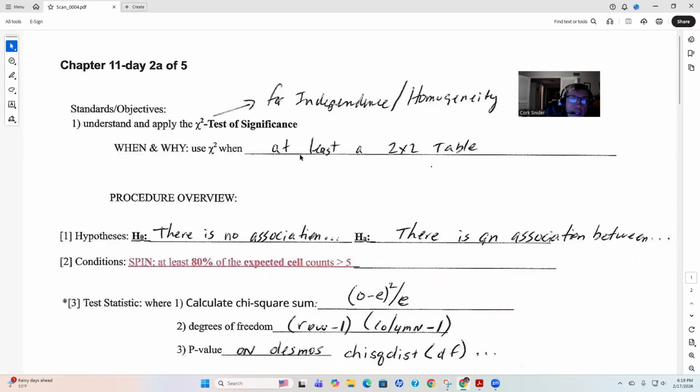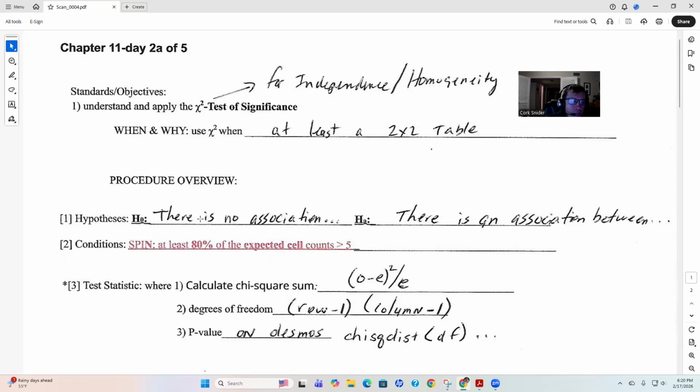So this is when you have at least a 2 by 2 table. Remember, if you have a one row or one column of information, that is a chi-square test of goodness of fit. So this is for independence or homogeneity. They have two different names, but the same exact math. We've gone over that in the previous lesson. So let's try this one. So you got to have at least a 2 by 2 table on this.